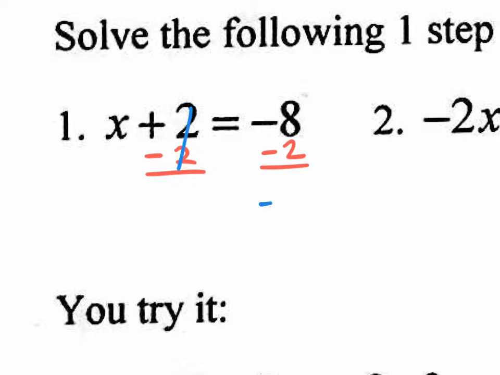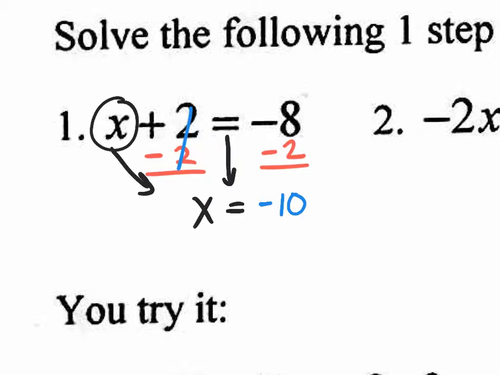-10. You owe 8, you owe 2, you're going to owe 10. Now notice this equal sign is going to come straight down, and this x that's left over is going to come straight down. So I have x equals -10, and ladies and gentlemen, that is my answer. Why? Because the whole purpose of solving is to get x by itself. And I got x by itself. It says x equals, I'm done.